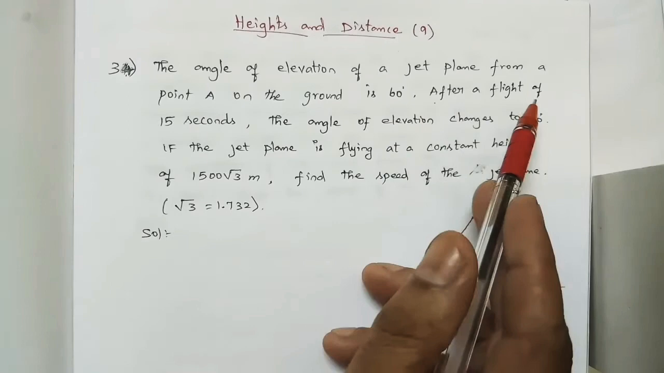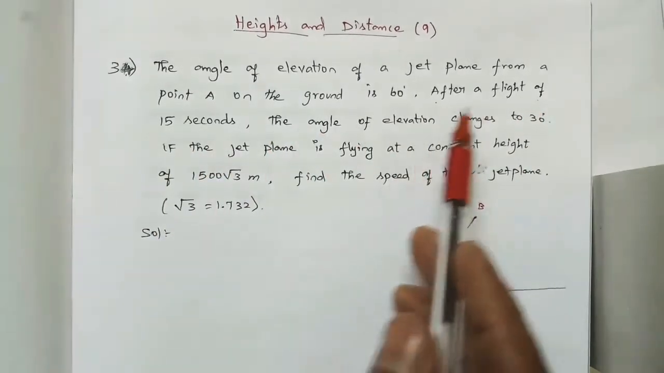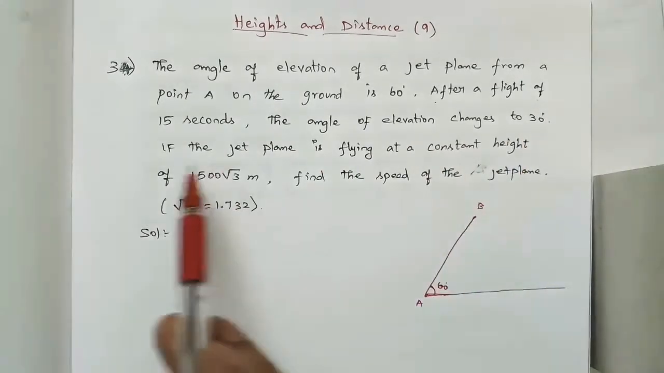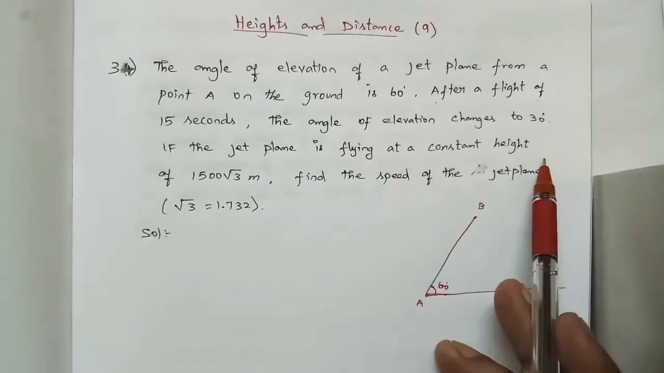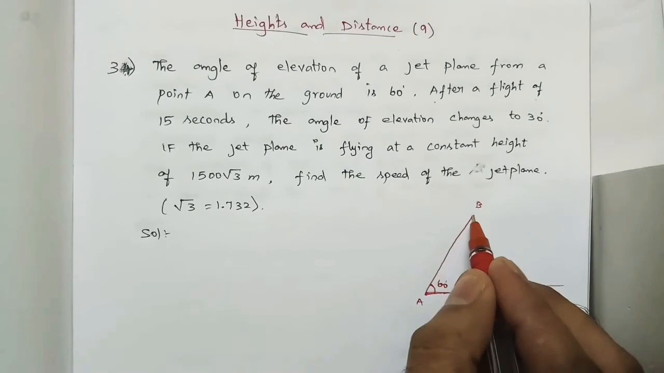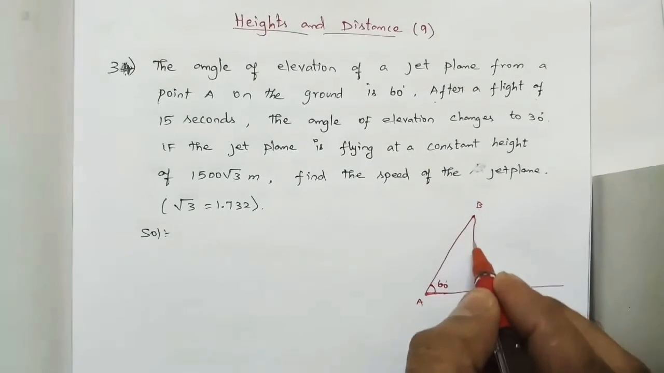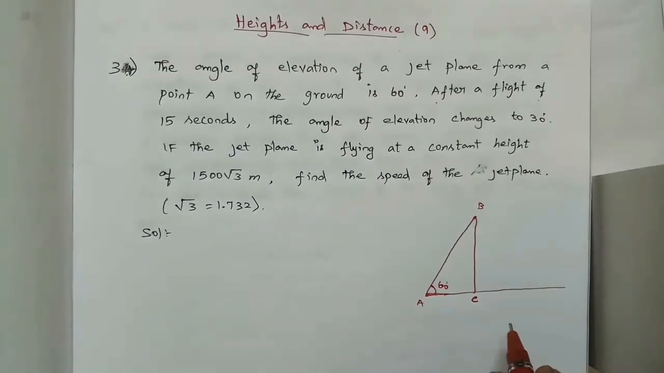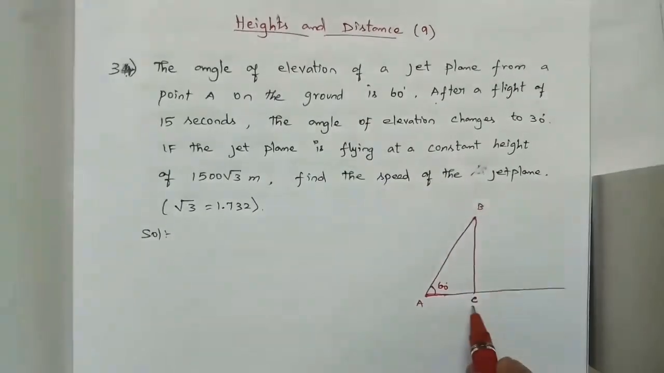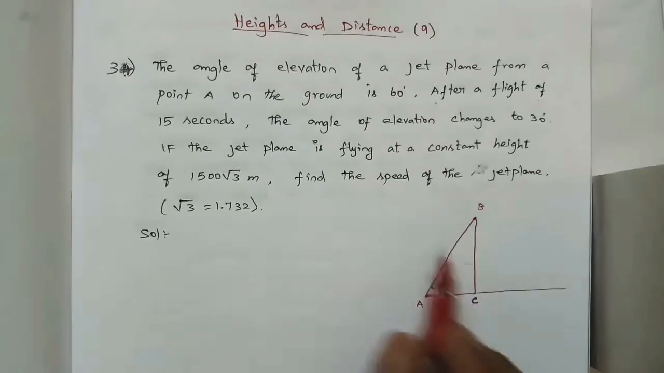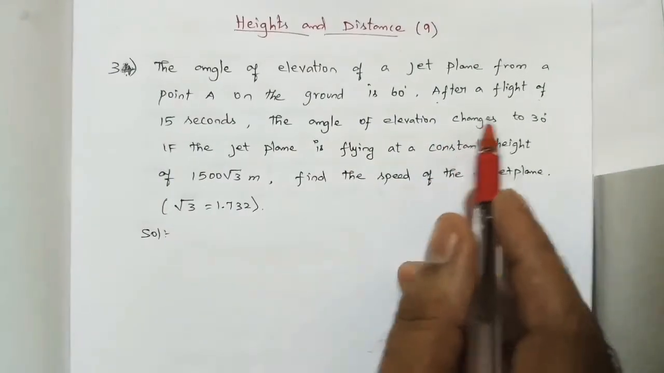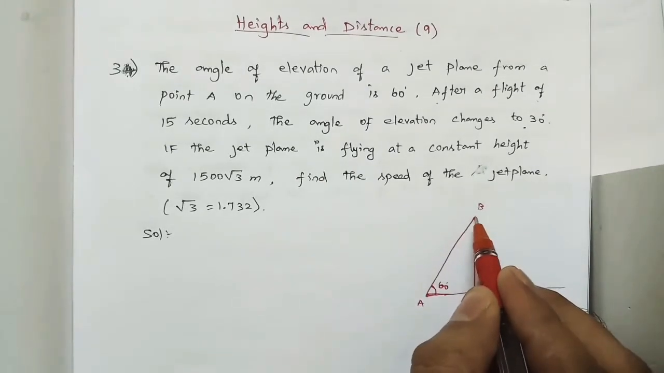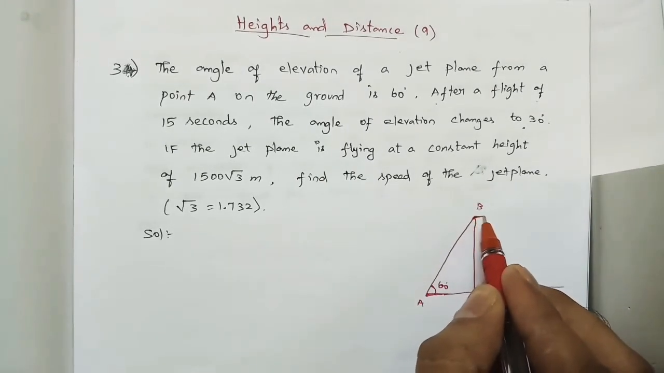After a flight of 15 seconds, the angle of elevation changes to 30 degree, if the jet plane is flying at a constant height. So this is nothing but height. BC is the height of the jet plane. It's a constant height. After 15 seconds the angle of elevation changes to 30 degree, if the jet plane is flying at a constant height from the point B.